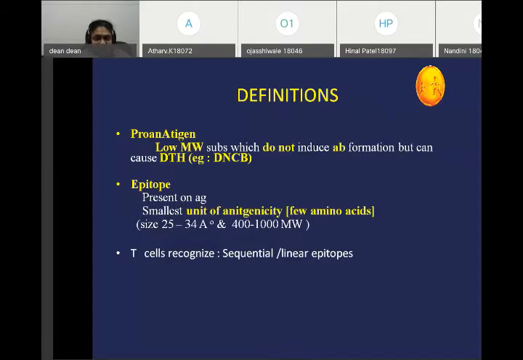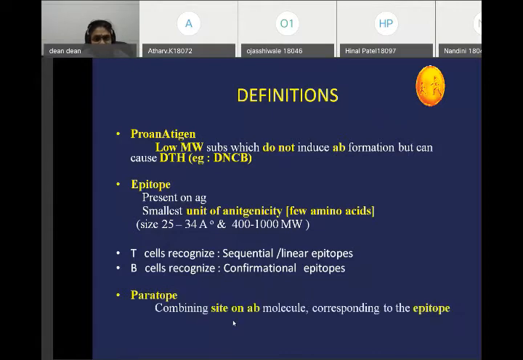T lymphocytes usually recognize sequential epitopes where the antigenic determinant is present in a linear or sequential form, whereas B cells recognize conformational epitopes. What are conformational epitopes? They are formed by the surface residues at different sites of the peptide chain, brought together by folding to form a tertiary structure. And B lymphocytes can recognize these conformational epitopes. And paratope is a combining site on the antibody molecule to which epitope attaches.